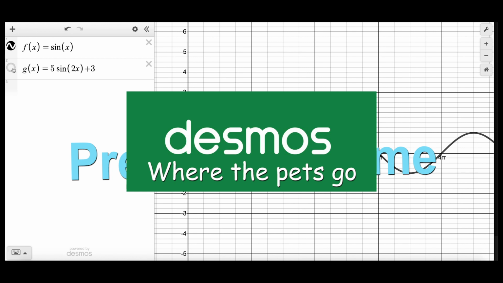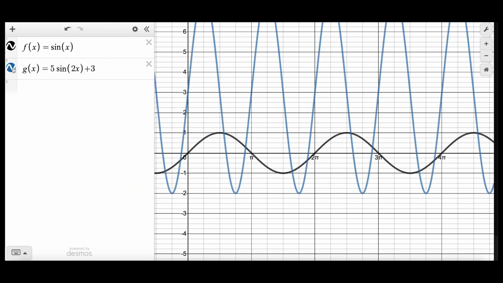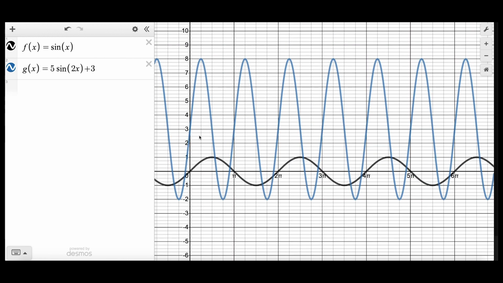Let's take a look and then analyze. Here's the graph. Whoa, holy smokies. Okay, a lot of things are happening here. Let's break it down. First thing I notice is that it's much larger, but by how much?